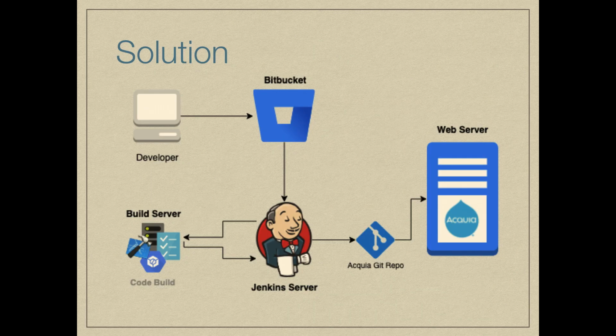So our solution here was to pump everything to Jenkins and have Jenkins connect over to a build server that does our builds for us, and then send that over to the Git repository provided by Acquia, which you have to use to get stuff up into Acquia, and then have that pushed up onto the web server.